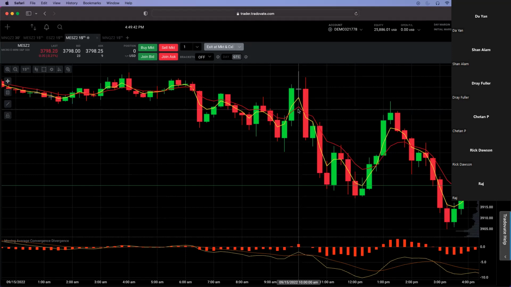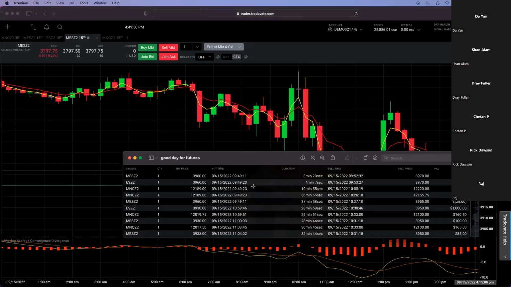So I entered here. I was a little late, actually. The good entry would have been 3955, right? I was late, but still I managed to get 10 points. So one contract on MES, one on ES, and one I closed on this one. So instantly you made $600 in just one candle, 3-4 minutes.